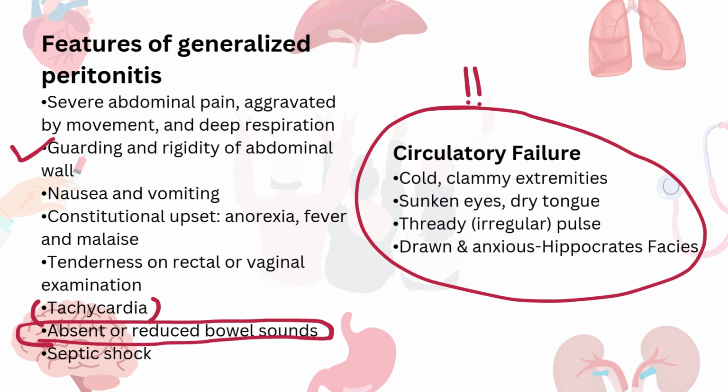How would you recognize if it's a circulatory failure or not? The person would have cold clammy extremities, sunken eyes, a dry tongue, a thready or very feeble pulse, and the person could have a drawn and anxious face. So you have to look at the face of the patient.